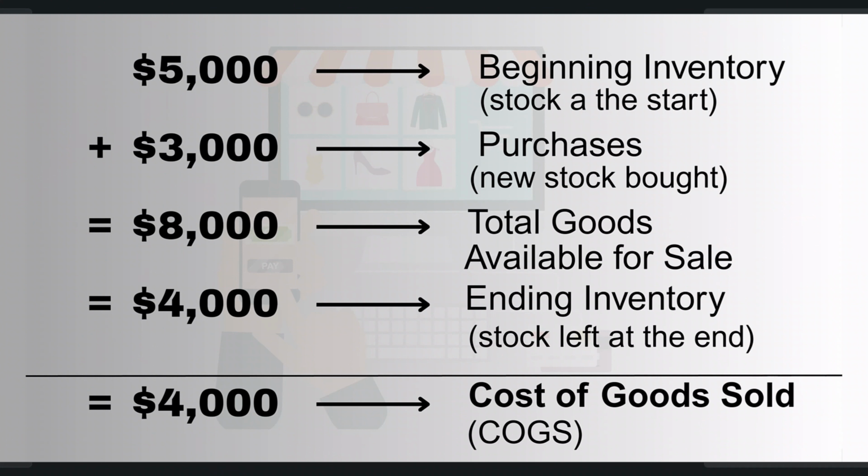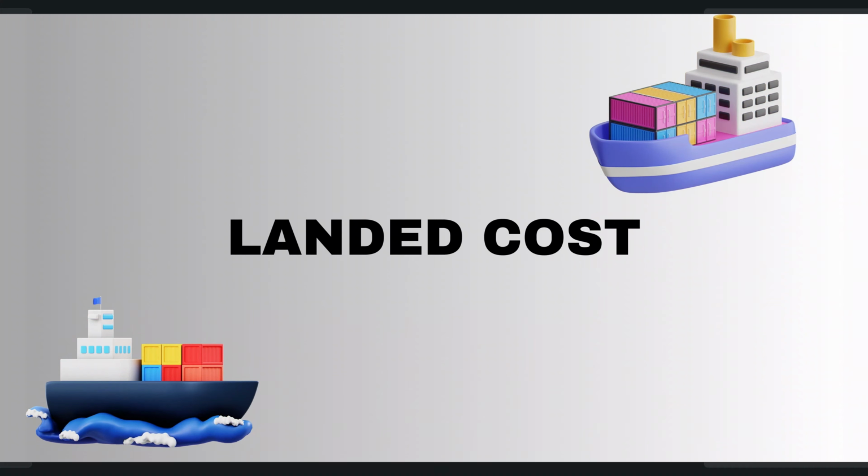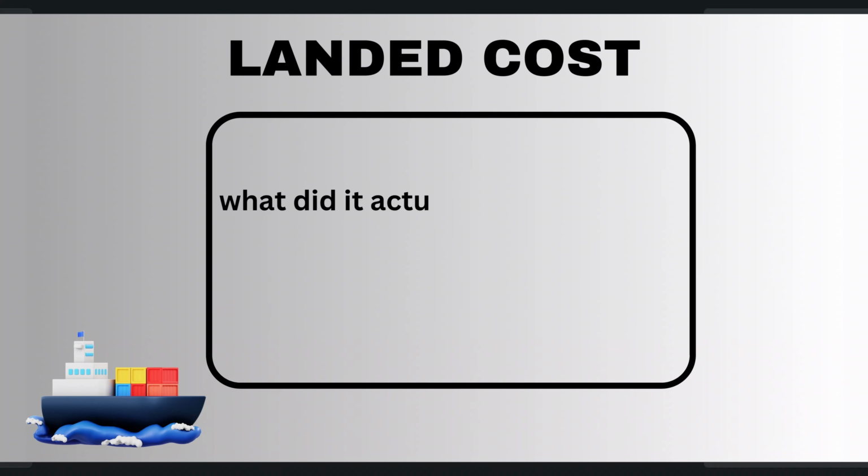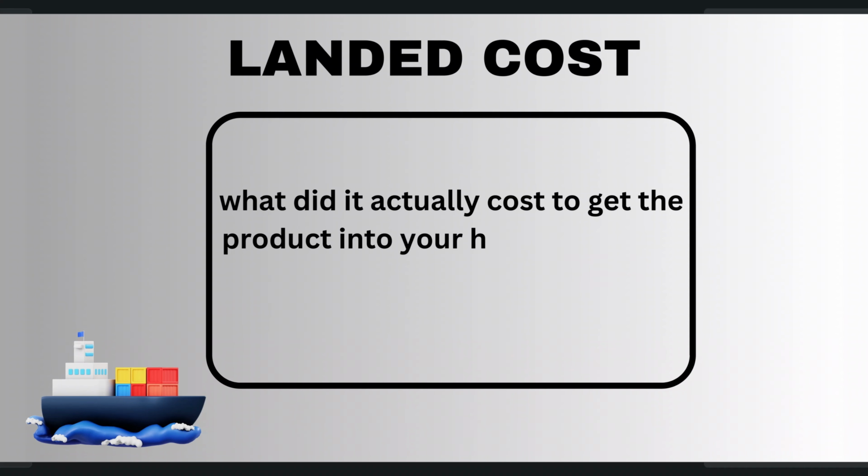Here's where things get interesting. When you calculate purchases in that formula, it's not always as simple as just looking at the supplier's invoice. Why? Because the real cost of your inventory isn't just the product price. It's what's called the landed cost. Landed cost means, what did it actually cost to get the product into your hands, ready to sell?